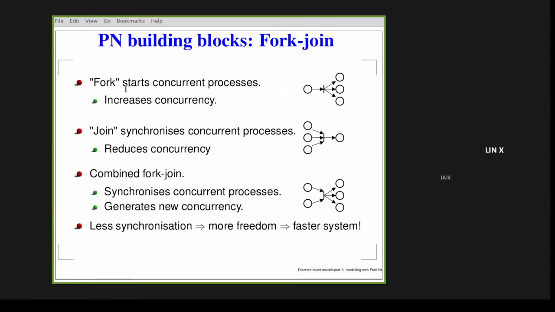So the idea is that the fork starts concurrent processes and increases concurrency. In this case, one thread comes in and 1, 2, 3 threads come out. If you want to produce 10 threads, okay, draw instead of 3, draw 10 arcs here, and there will be 10 places here, right? And thus, by executing the transition, you will launch 10 different activities.